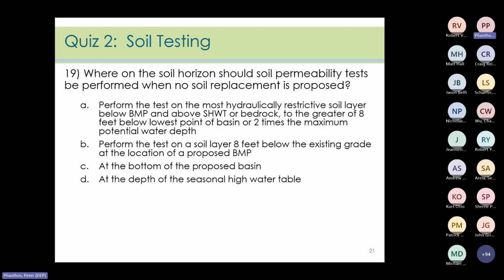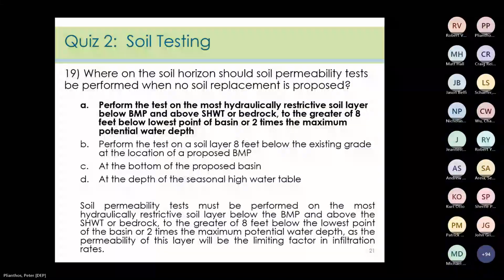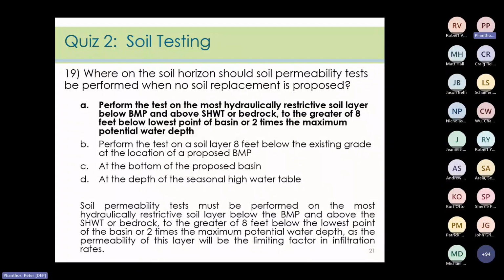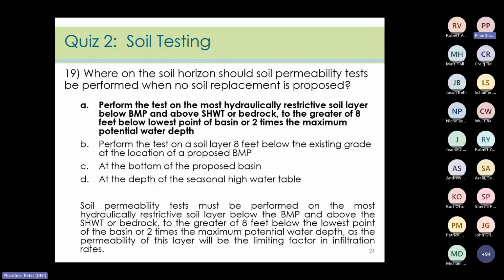Number 19. Where on the soil horizon should soil permeability tests be performed when no soil replacement is proposed? Correct answer is A. Soil permeability tests must be performed on the most hydraulically restrictive soil layer below the BMP and above the seasonal high water table or bedrock to the greater of 8 feet below the lowest point of the basin or 2 times the maximum potential water depth, as the permeability of this layer will be the limiting factor in infiltration rates.